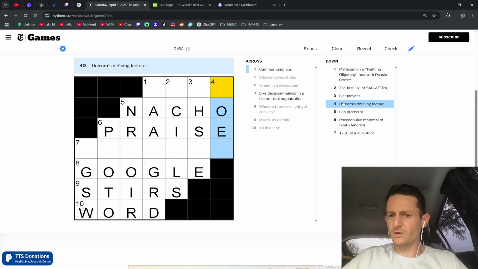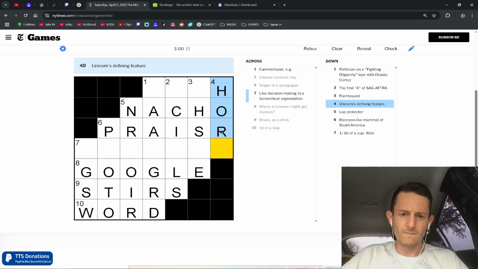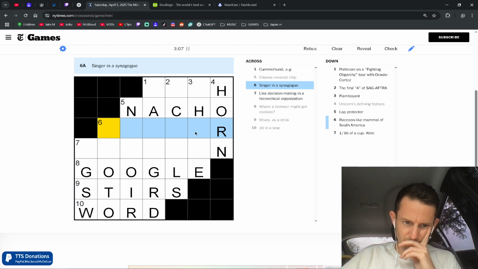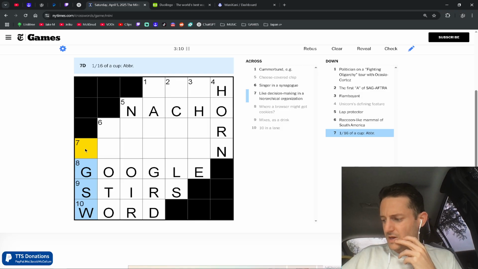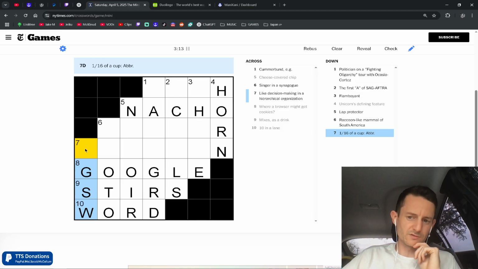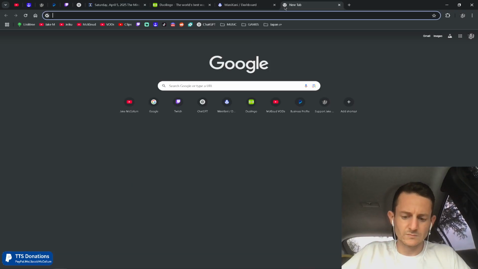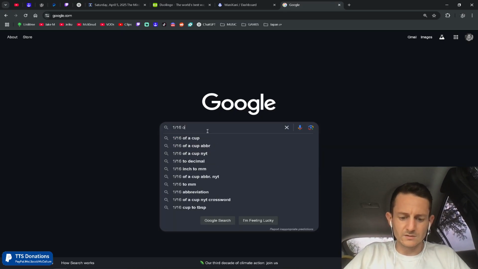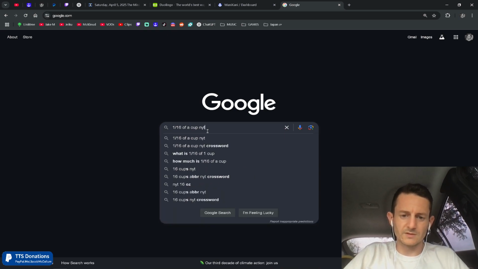I don't know. Unicorn's defying feature. This is horn. So this is wrong. And I will certainly have to look up some of these words. 7 down, 1/16 of a cup. One 1/16 of a cup NYT.